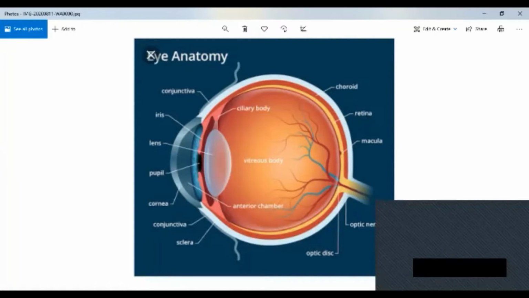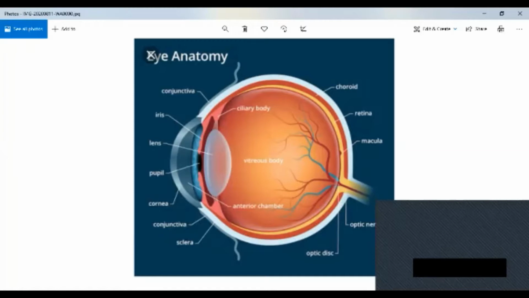Then comes the iris. You can see the iris in the picture. The iris is a portion of the choroid, the middle layer. So the iris is the portion of the choroid that comes behind the sclera. The first layer is the sclera, and behind the sclera, the portion of the choroid is the iris. The iris is dark in color because of the pigment melanin. Melanin is the pigment that gives dark color to the iris.